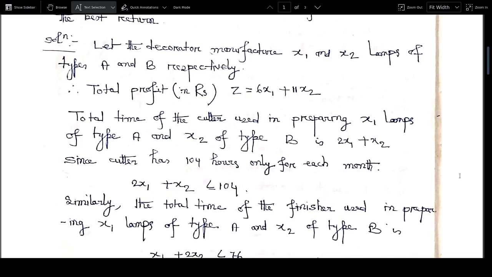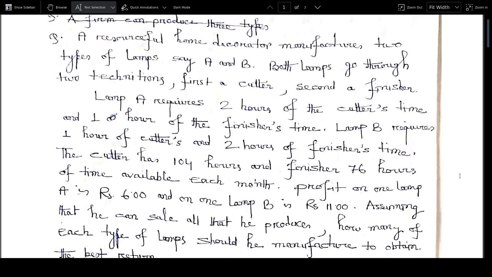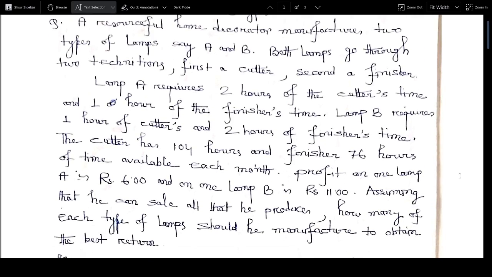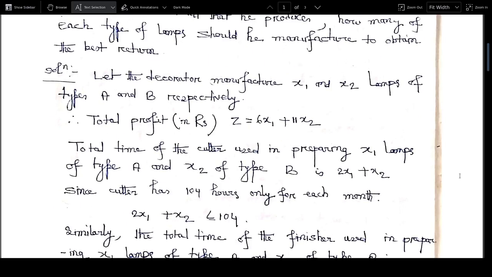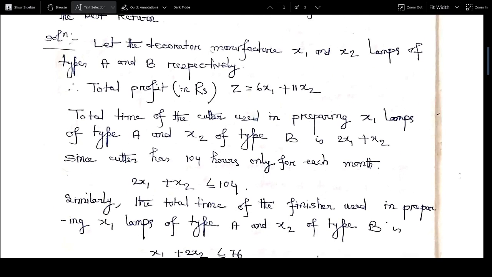And you see here there is some restriction. How many hours does the cutter have each month? So here you see the cutter has 104 hours given and the finisher 76 hours. So maximum will be 104 for the cutter. So total will be either 104 or less. So 2x1 plus x2 will be less than or equal to 104.